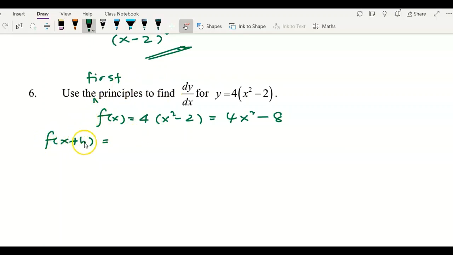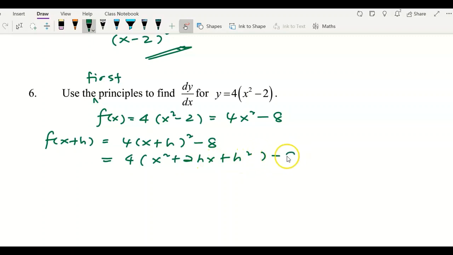So what does it mean by f(x plus h)? f(x plus h) means that I will substitute this x with x plus h. Then I will get 4(x plus h) squared minus 8, because this x has been substituted as x plus h. Then I will expand first: x squared plus 2hx plus h squared, minus 8, and multiply the 4 inside, you get 4x squared plus 8hx plus 4h squared minus 8.